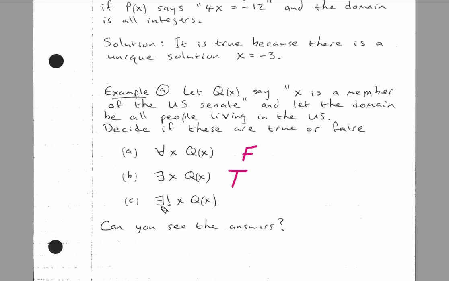And the last one is saying there exists a unique x so that q of x. So is there just a unique person living in the US who's a member of the US Senate? No, senators are not unique. There are 100 of them. So we don't have uniqueness. Senators exist, but not unique. So this one's false. Again, we're quantifying members of the US Senate. Okay, so that's predicates and quantifiers.